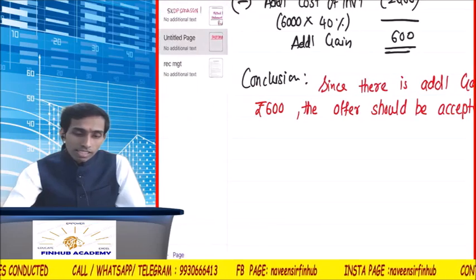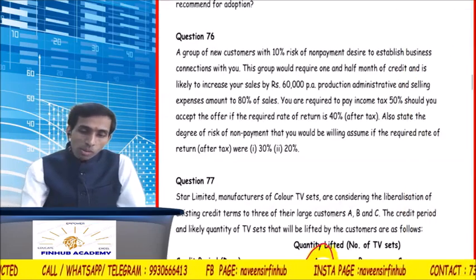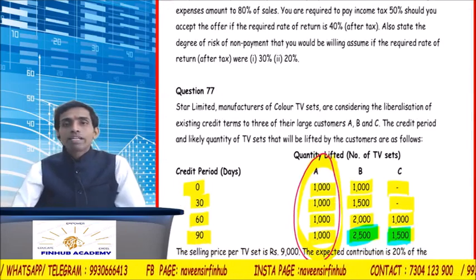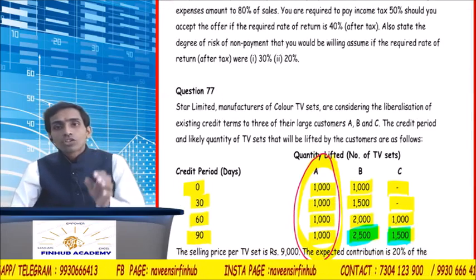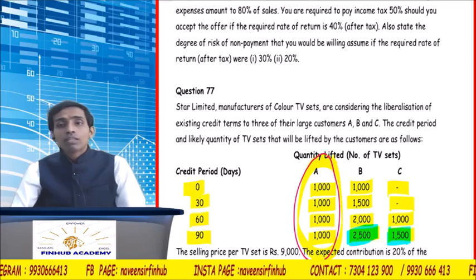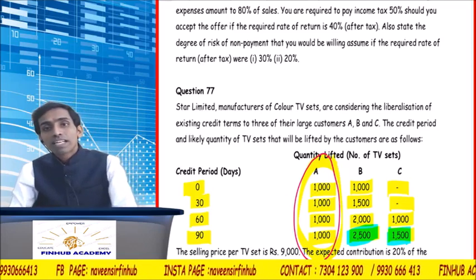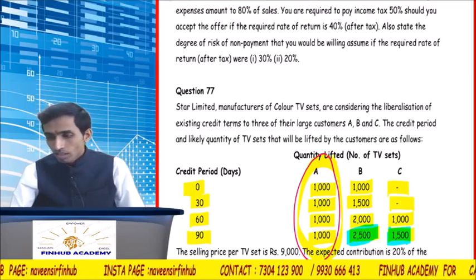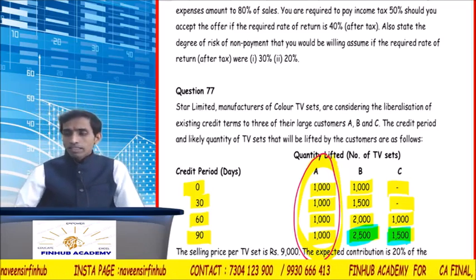See in the question what they are saying. Also state the degree of risk of non-payment that you will be willing to assume if the required rate of return after tax is 30% or 20%. What does this mean?